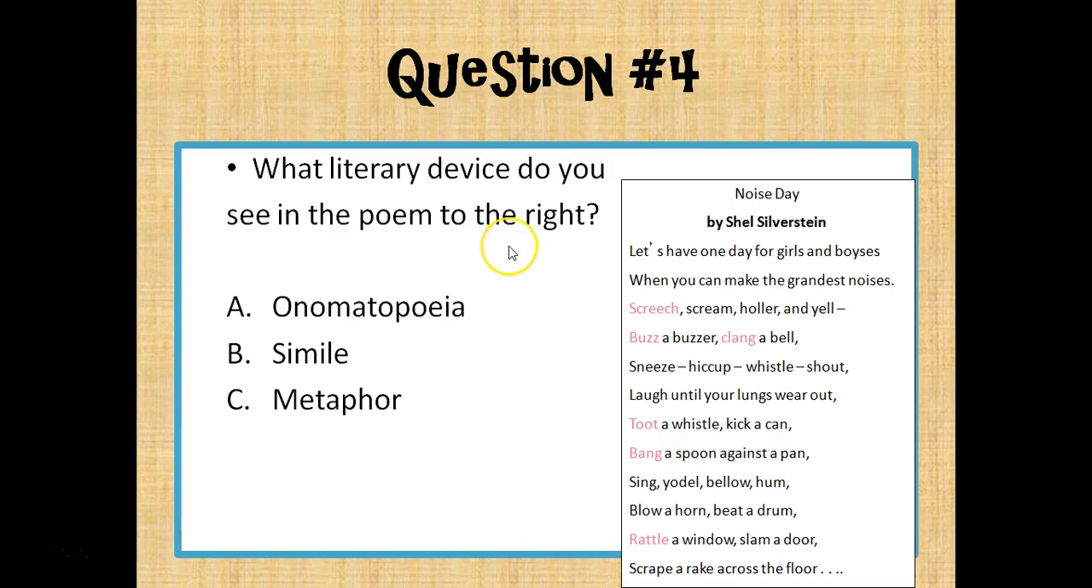Question number 4. What literary device do you see in the poem to the right? It's called Noisy Day, or Noise Day, I should say, by Shel Silverstein. Let's have one day for girls and boys, when you can make the grandest noises.